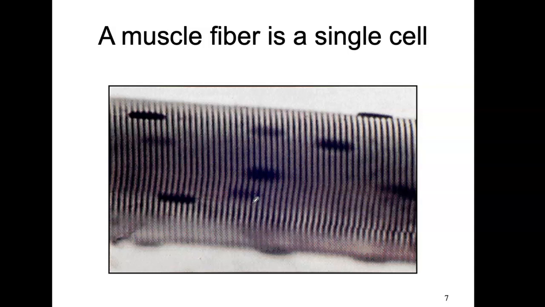A muscle fiber, reminder, is a single cell. It has many nuclei because embryologically they form separately and fuse together, and they end up with many nuclei. But this that you're looking at is just one cell.